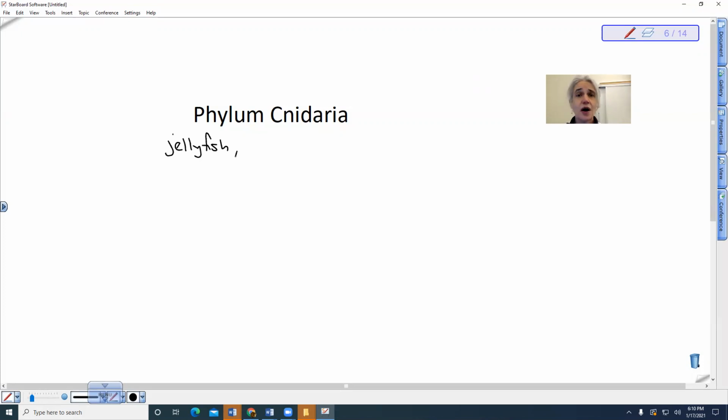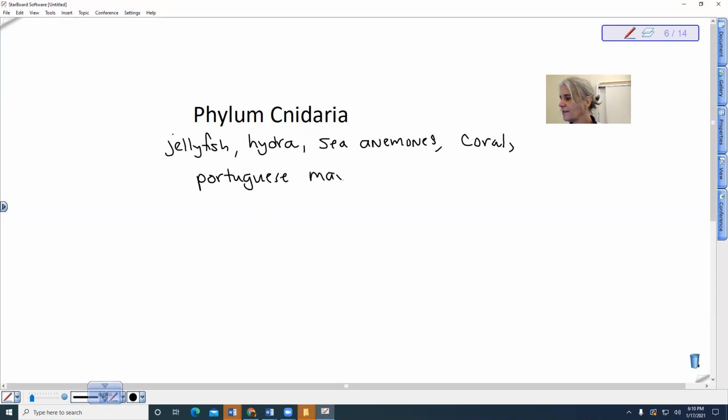They are aquatic organisms, but they include freshwater organisms like hydra, which you might see or use in a lab experience. They also include sea anemones. They include coral, and they include a very weird creature called the Portuguese man-o-war.